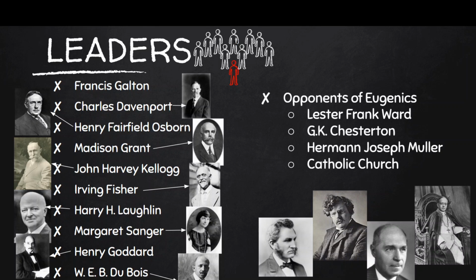Harry H. Laughlin was the superintendent of the Eugenics Record Office until it closed in 1939 and was the most active in influencing policy, especially compulsory sterilization.